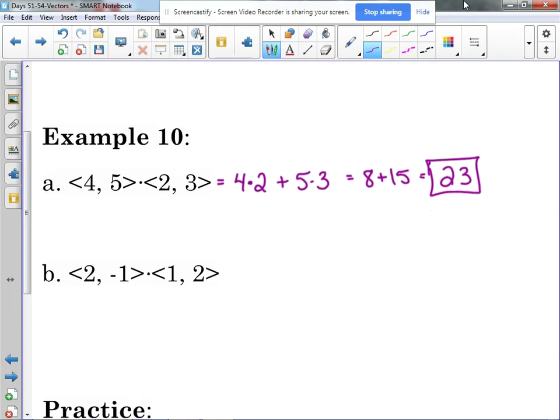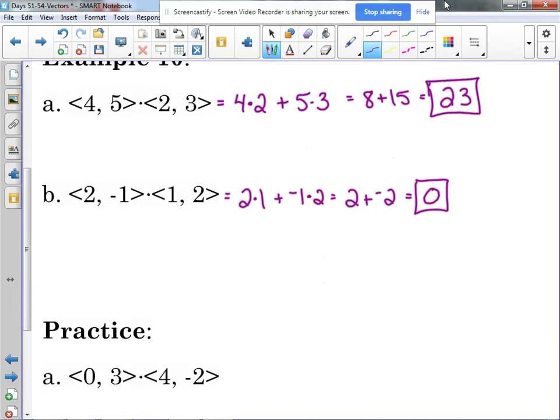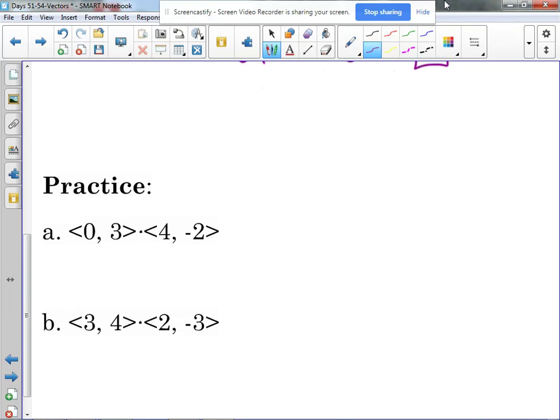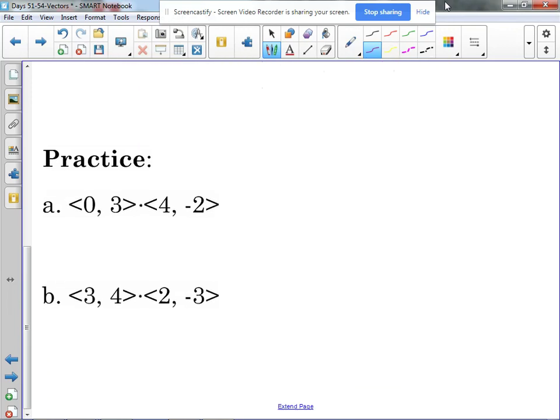So another one, 2, negative 1, and 1, 2. So multiply the x's plus multiply the y's. So we've got positive 2 plus negative 2. We get 0. We can have a dot product of 0. We will talk about what that means here in a minute. It actually has further implications, but that's the dot product. So go ahead and do those two practice problems real quick, and then we'll look at applying the dot product.